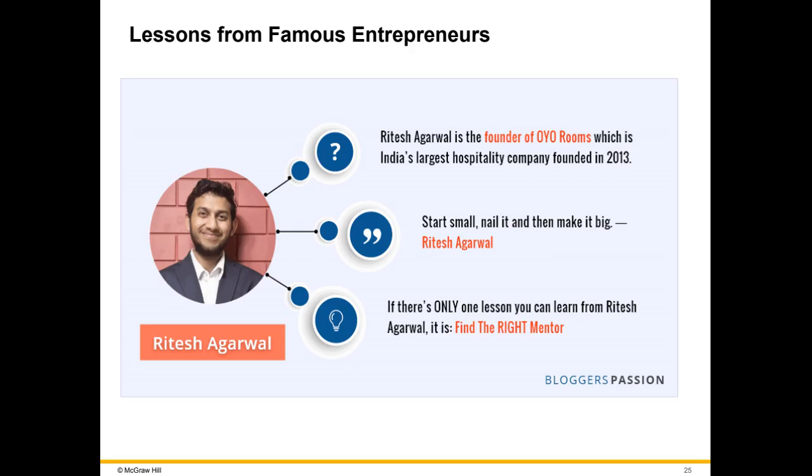Okay, today's lesson is from a famous entrepreneur, Ritesh Agarwal. Ritesh Agarwal is the founder of OYO Rooms, which is India's largest hospitality company, founded in 2013. The lesson is to start small, nail it, and then make it big. If there is only one lesson we can learn from Ritesh Agarwal, it is to find the right mentor.